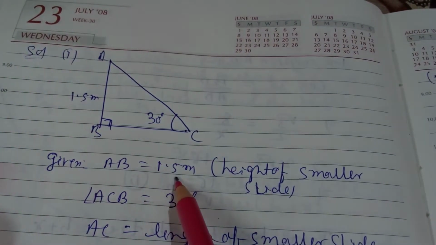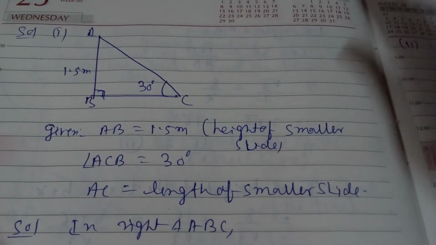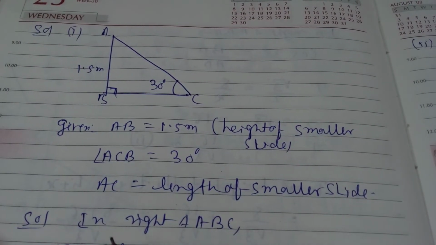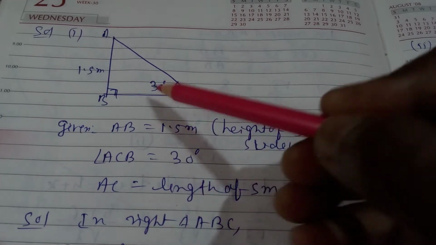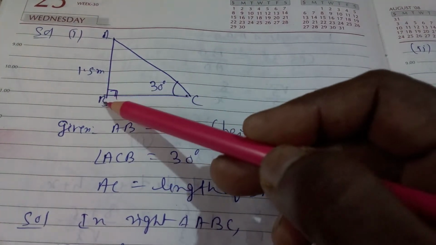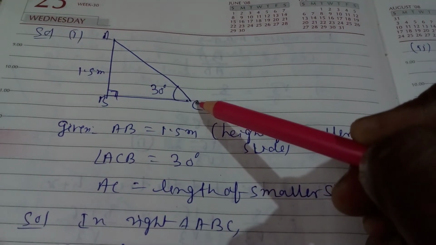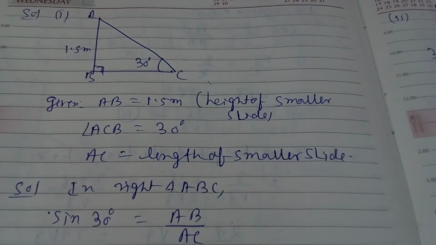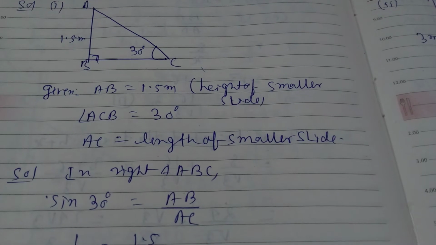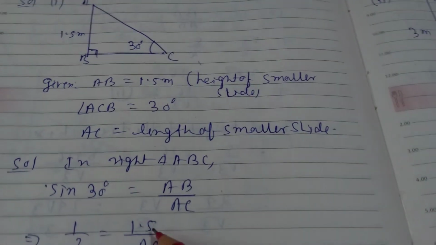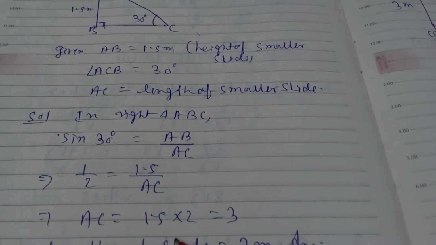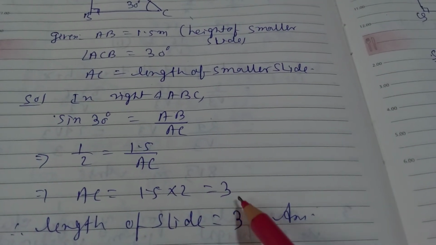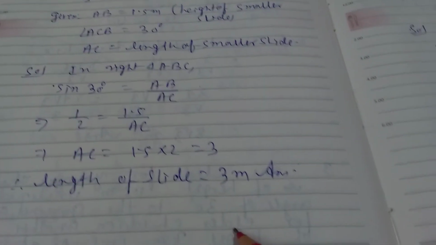Given AB equal to 1.5, the height of the smaller slide, angle ACB equal to 30 degrees and AC equal to the length of the smaller slide. So in right triangle ABC, sin 30, because there is a relation of perpendicular and hypotenuse. So sin 30 equal to AB by AC. So half equal to 1.5 by AC. By cross multiplication, AC equal to 2 into 1.5, that is 3. So the length of the smaller slide is 3 meter.